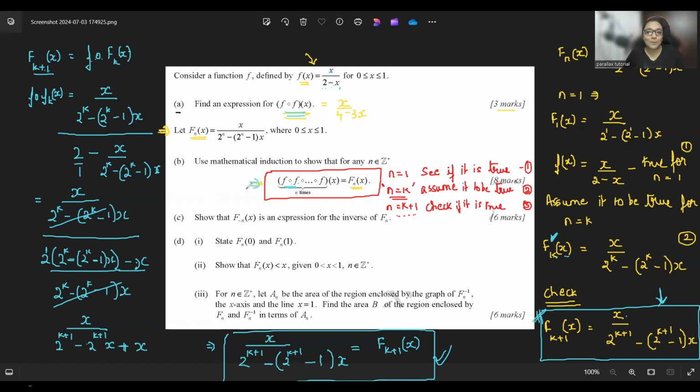That's where I'm going to stop today. I hope you understood this whole method of applying mathematical induction.